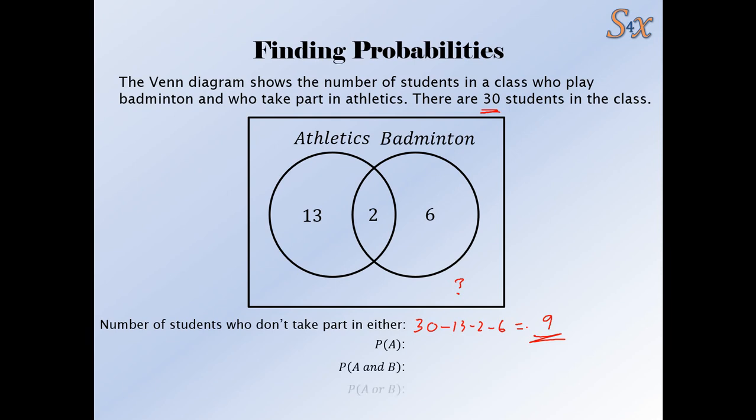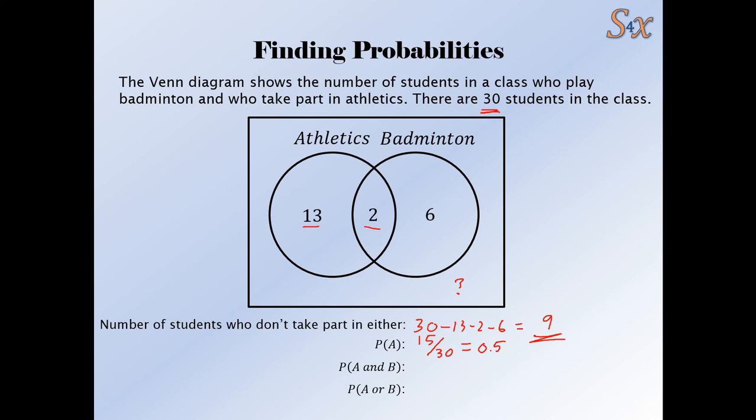And we're going to work out some probabilities here. So we want the probability of A first of all, which is athletics. I've just shortened it to A. Well, how many people do A? These people do, and these people do. So there's 15 people that do athletics. So 15 people out of the 30 in the class do athletics. So if we randomly pick a person in the class, there's a 15 in 30 chance they do athletics. 15 in 30 simplifies to 0.5. Okay, so there's a 50% chance that they do athletics.